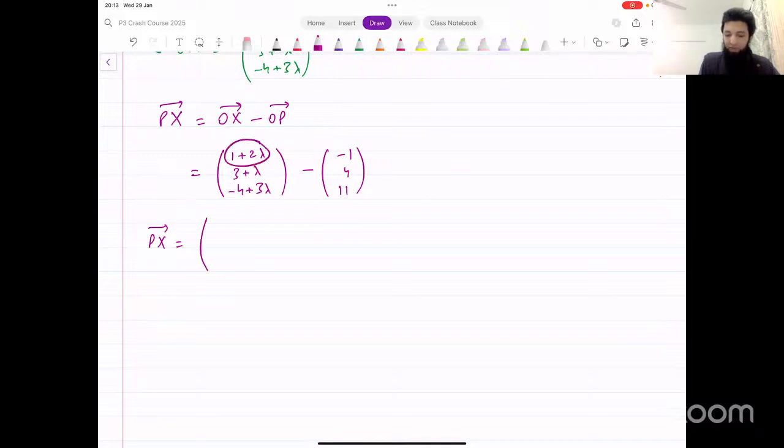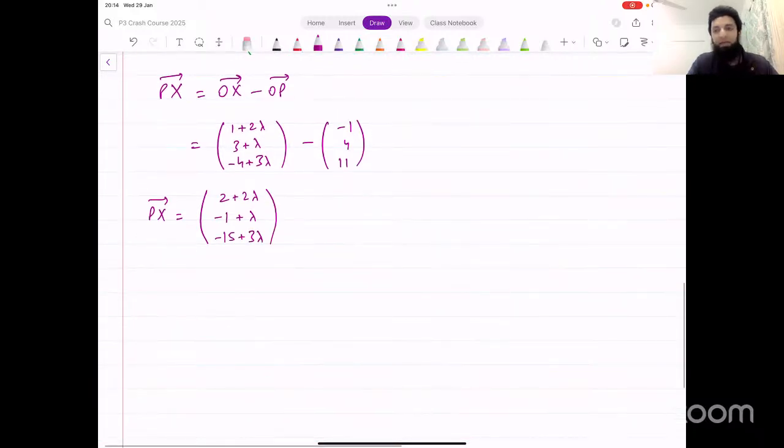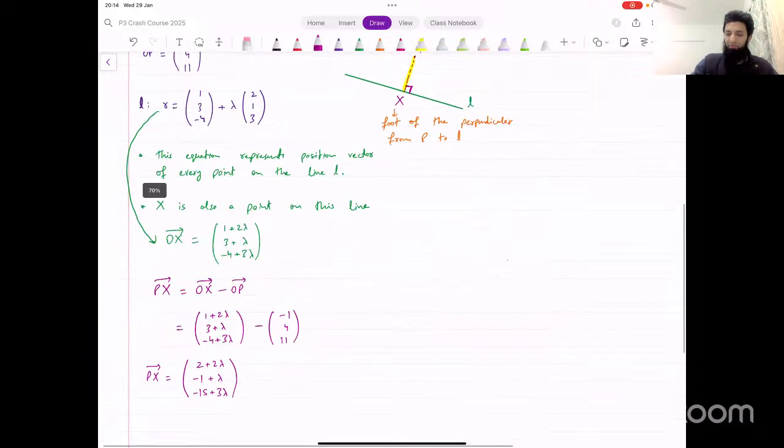1 plus 2 lambda minus 1, that becomes 1 plus 1, which is 2 plus 2 lambda. 3 minus 4, that is minus 1, so we have minus 1 plus lambda. Minus 4 minus 11, that is minus 15 plus 3 lambda. This is the vector Px. So we found this vector Px now.